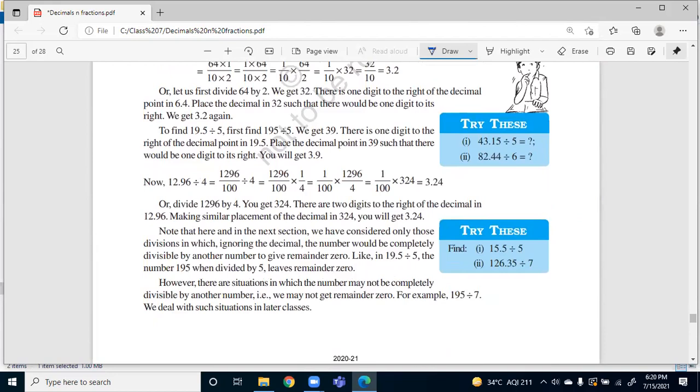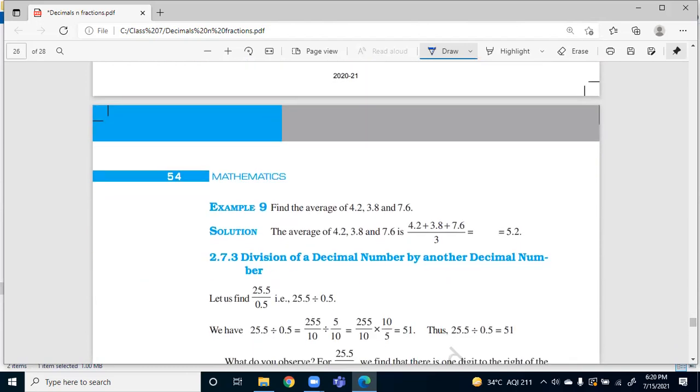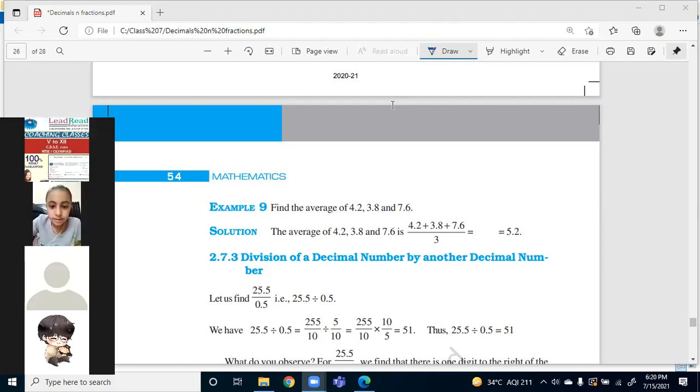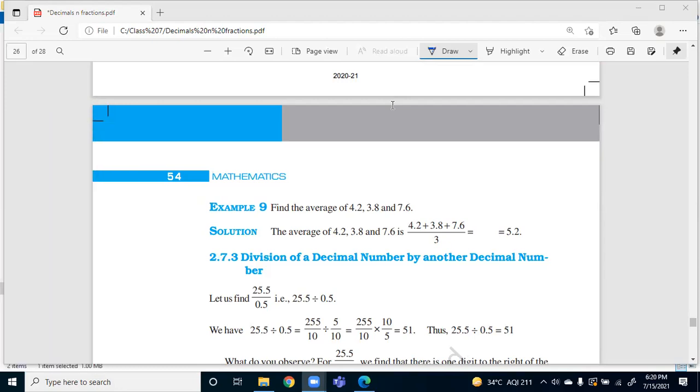Okay. So how to divide the number by whole number, decimal number by whole number. Okay, so I will tell you how to divide. Someone's mic is unmuted. That is from Garima's side. Garima, please mute yourself. Yes, now it's okay.